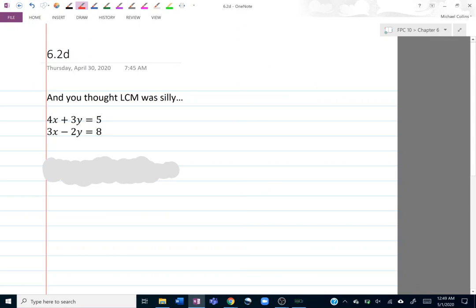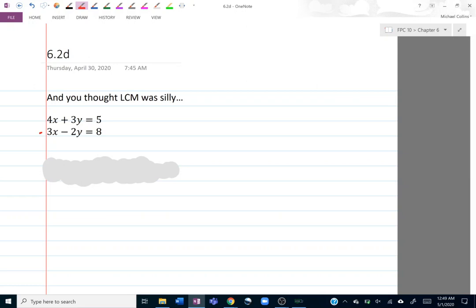6.2D. You thought lowest common multiple was silly. So let's look at this one. If you follow the last one, and the last one makes sense, I want to try and get rid of one of my variables. So I've got 4x plus 3y is equal to 5, and 3x minus 2y is equal to 8. And so in order to get rid of my x, is there anything I can multiply the bottom one by? If I've got a 4x, what can I multiply the bottom one by to make it 4? And it looks like it would be a nasty fraction, and I don't want to have to do that.